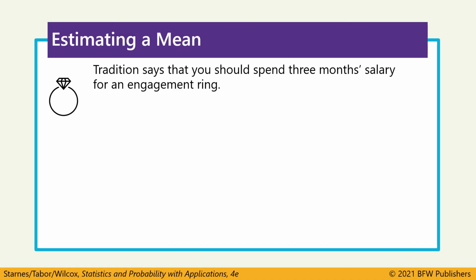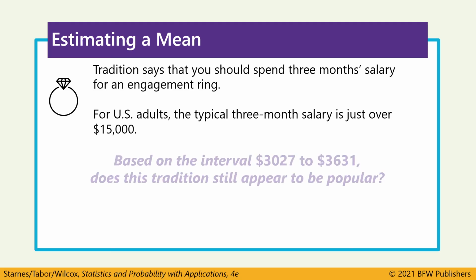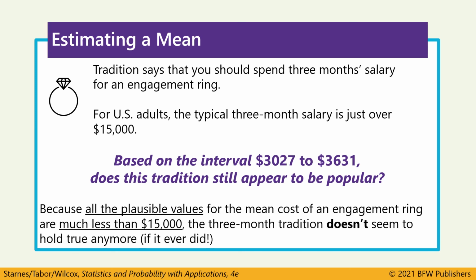According to tradition, you should spend 3 months of your salary on an engagement ring, and for U.S. adults, 3 months' salary is typically just above $15,000. Based on our interval, does this tradition still appear to be popular? Well, our interval is all very much below $15,000. $15,000 is not in this interval.